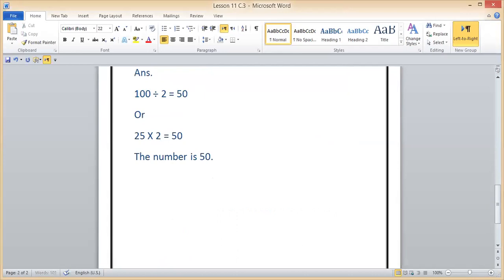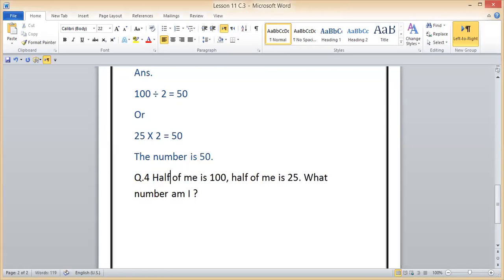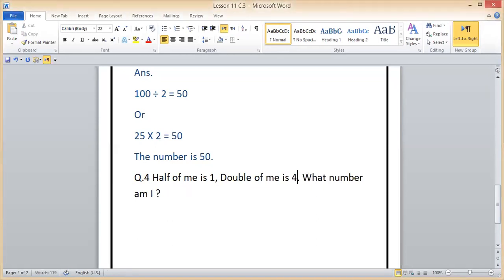Question number 4. Start writing from question number 4, guys. Question number 4 is: half of me is 1, and double of me is 4. What number am I? So how to solve it?